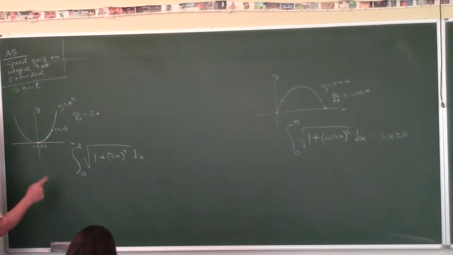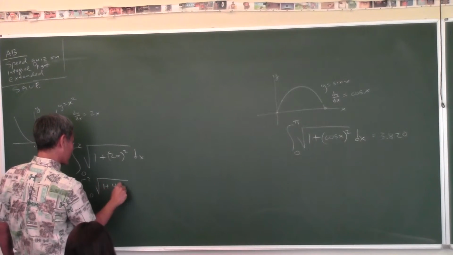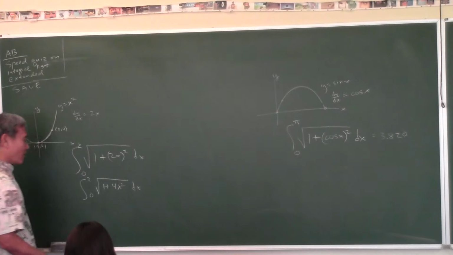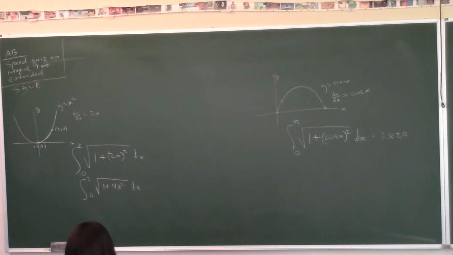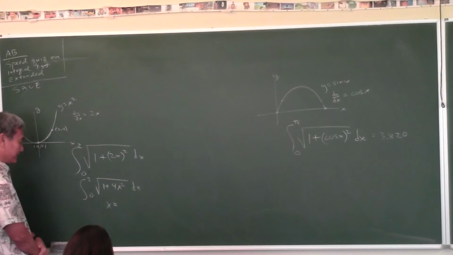Okay, now think about that. How do you do this integral? 0 to 2, square root of 1 plus 4x squared dx. How would you do this integral? Trig substitution. That's right. And then just as a review, what would I let x equal to?